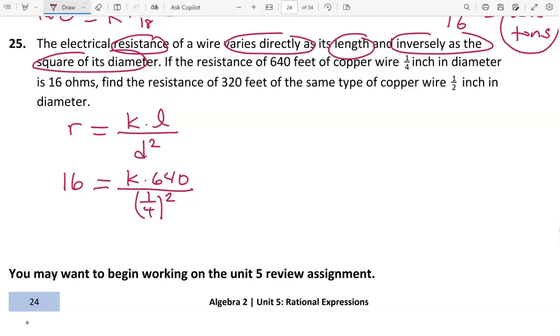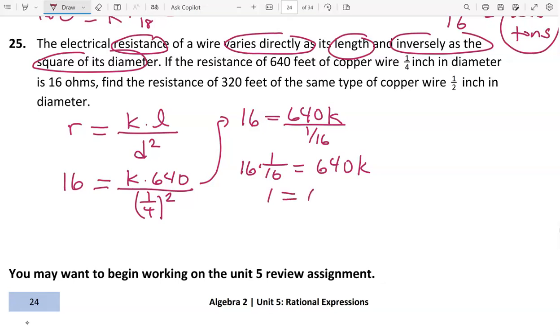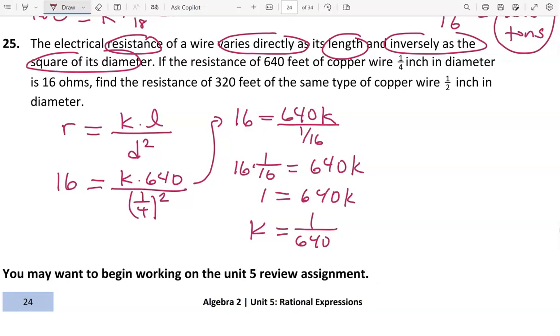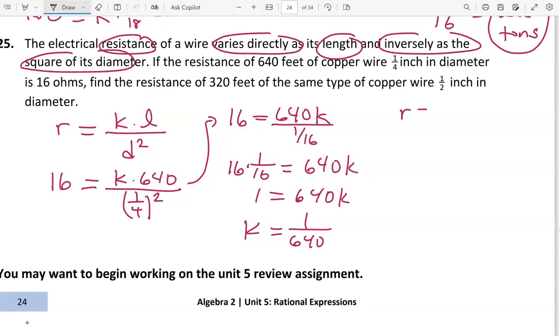All right, so we have 16 equals 640K, and we're dividing by 1/4 squared, which is divided by 1/16. The easiest way that we can approach this is to multiply both sides by 1/16. That'll undo the division by 1/16. That'll give us a 1 is equal to 640K, and K is 1 over 640. At this point, we can replace the value of K with 1 over 640.